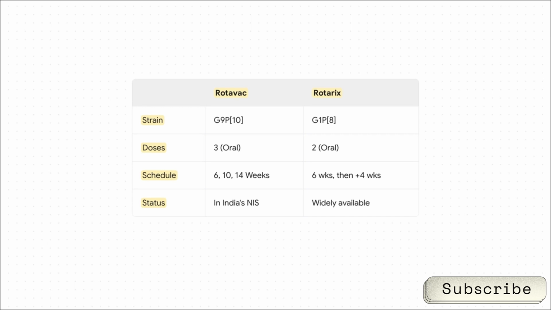Now, when it comes to vaccines, there are 2 main players on the field, Rotavac and Rotarix. They target slightly different strains, but the key difference for your exams is the schedule. Rotavac is a 3-dose series, and it's the one that's integrated into India's national immunization schedule. Rotarix, on the other hand, gets the job done in just 2 doses.